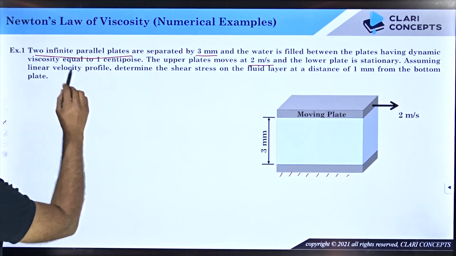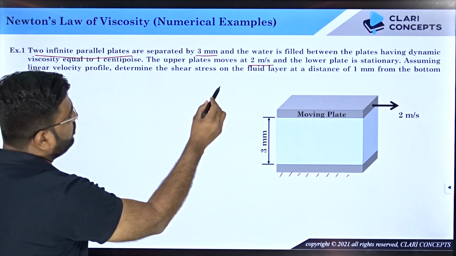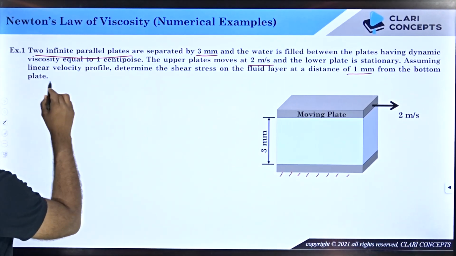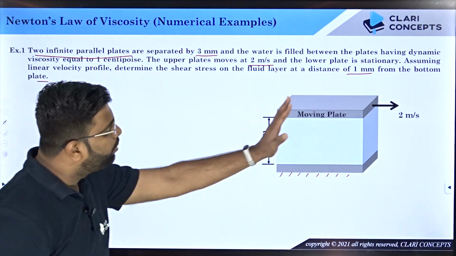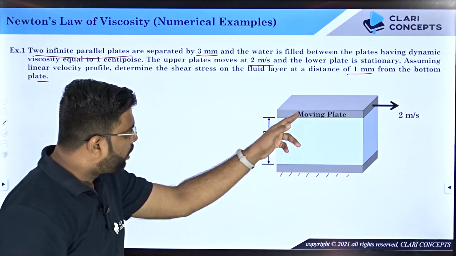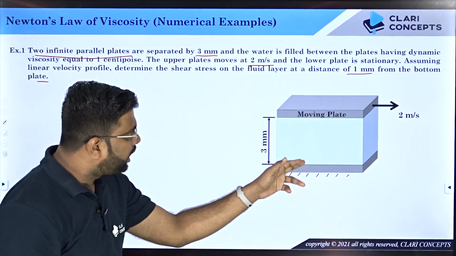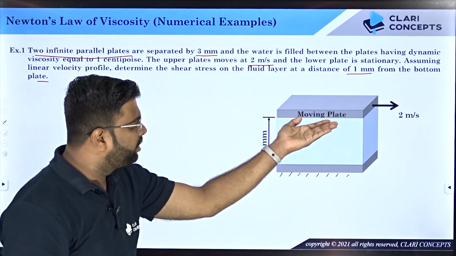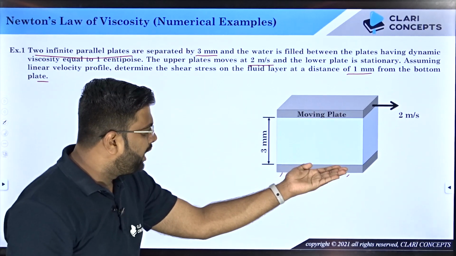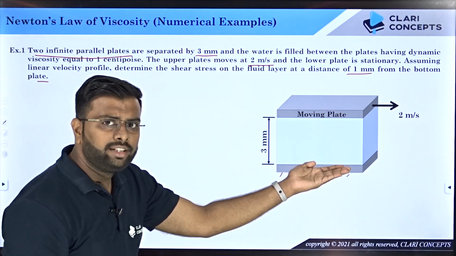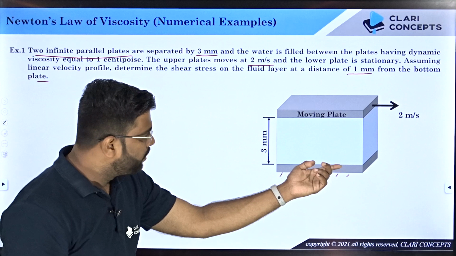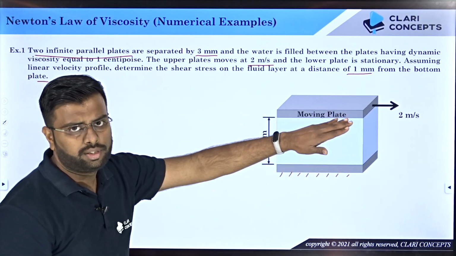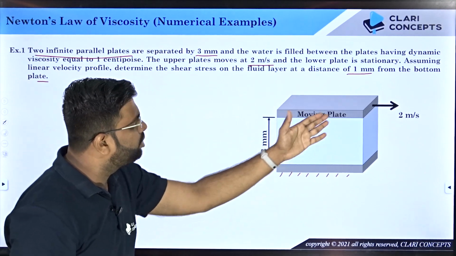Assuming linear velocity profile, determine the shear stress on the fluid layer at a distance of 1 mm from the bottom plate. What does it mean? It is said that assuming linear velocity profile means what? From the top point to the bottom point, we know that the fluid layer at the topmost portion has the same velocity as the upper plate, and the fluid layer lying at the bottommost portion has zero velocity because the bottom plate is fixed. So all the intermediate fluid layers will have intermediate velocities. So here they said that the velocity distribution is linear.